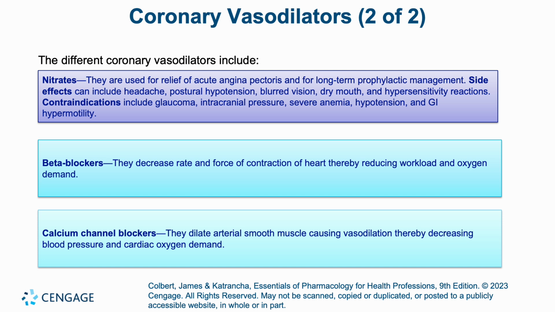We also have beta blockers. They decrease the rate and force of the contraction of the heart, reducing the workload and oxygen demand. The side effects you can see on the previous slides. And then our calcium channel blockers. They dilate arterial smooth muscle, causing vasodilation, thereby decreasing blood pressure and cardiac oxygen demand.